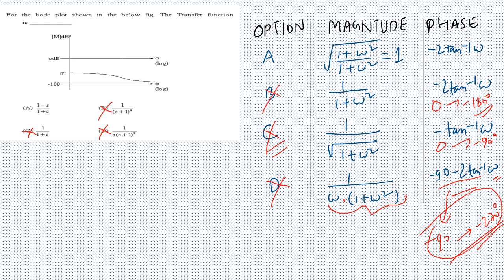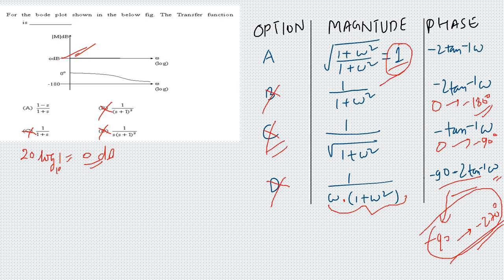Now let us go for option A. This is the correct answer. Why is it correct? For option A, the transfer function is (1 minus s) over (1 plus s). Its magnitude is under root of 1 plus omega squared over under root of 1 plus omega squared, which corresponds to 1. The magnitude is 1 everywhere, which is a constant. And 1 corresponds to 0 dB because we have 20 log of 1, and log of 1 base 10 is 0, so it is 0 dB. So this corresponds to this plot.